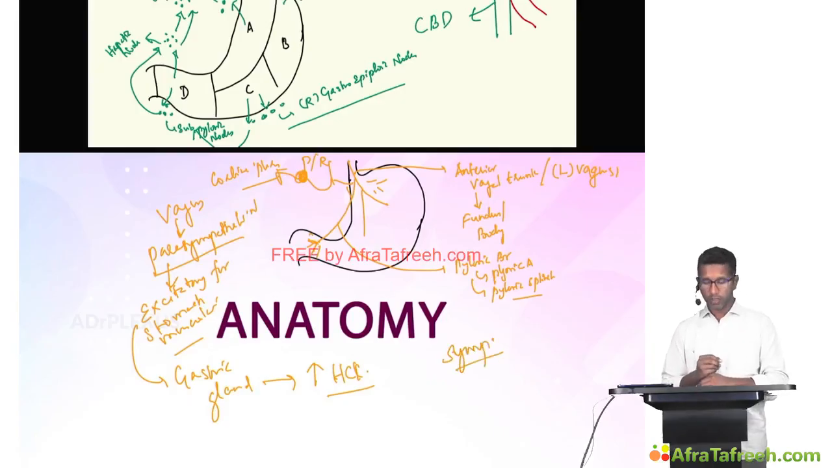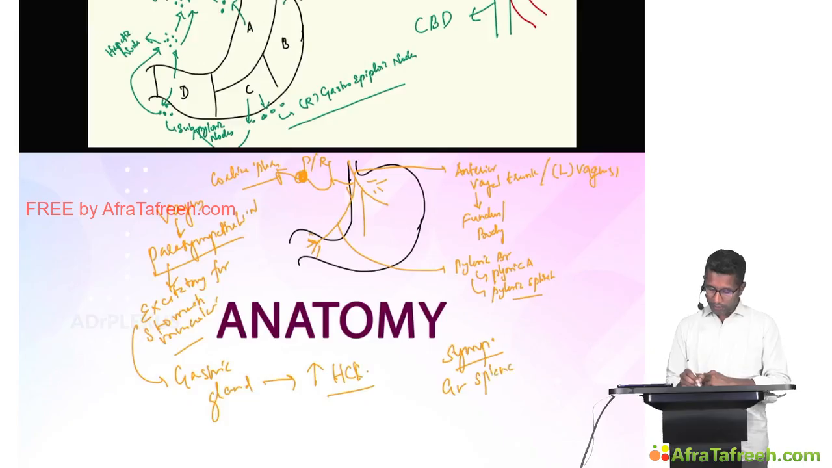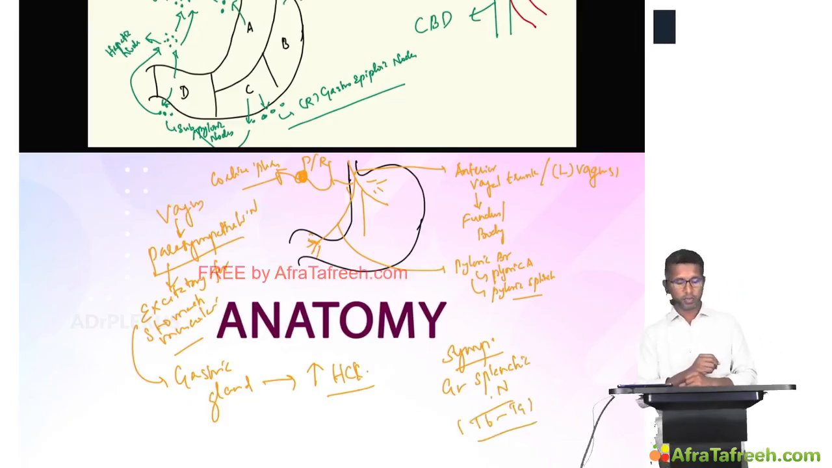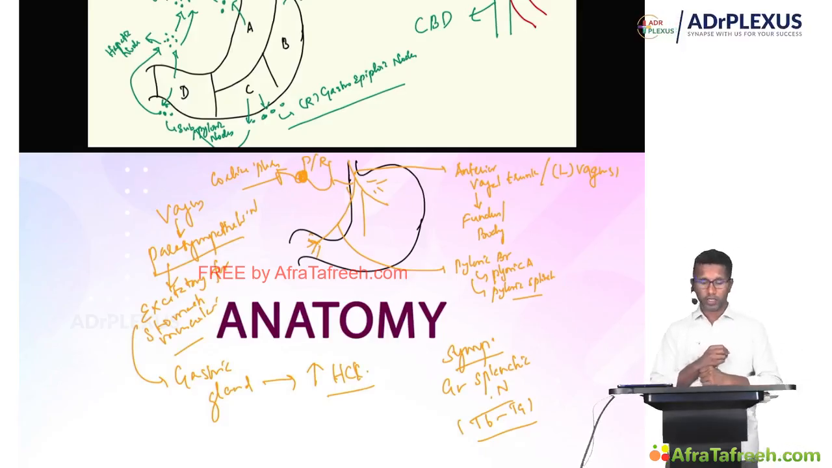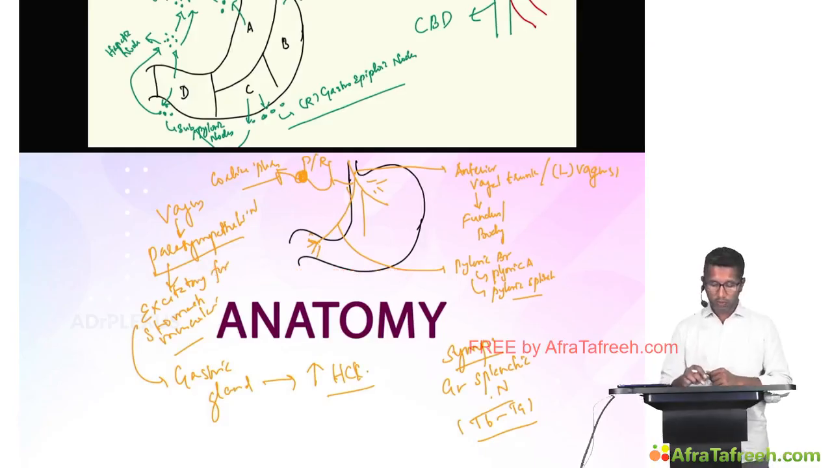and the sympathetic supply of the stomach is by the greater splanchnic nerve, which has a root value of T6 to T9. So this is the greater splanchnic nerve which is supplying the stomach. That is the sympathetic component.